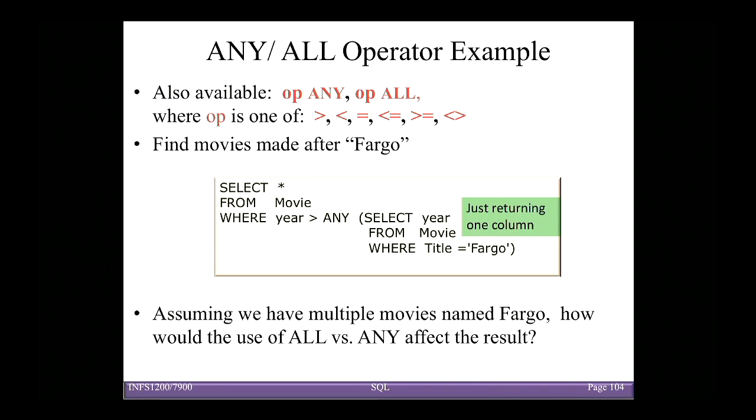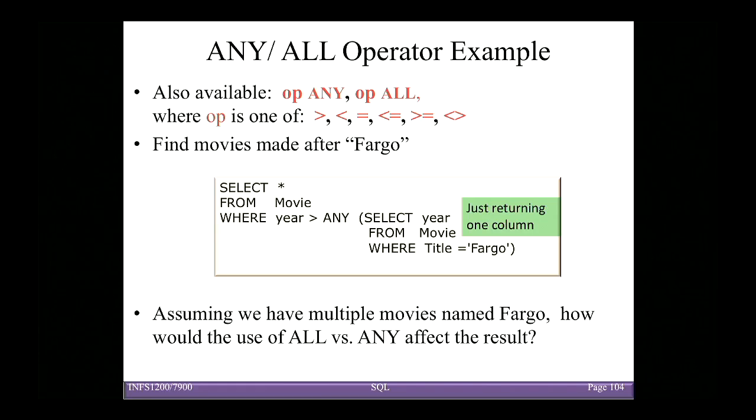And then you can say, select star from movie where year is bigger than any of the things in that set, or all of the things in that set. If there's one thing in that set, then the any and the all will be similar. If there's more than one thing in that set, let's say there are two movies where the title is Fargo, then if you use any, it's going to return things that are bigger than any of those. And if you use all, it's going to return things that are bigger than all of those.